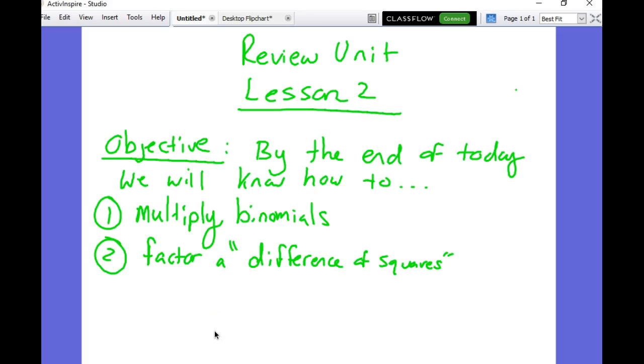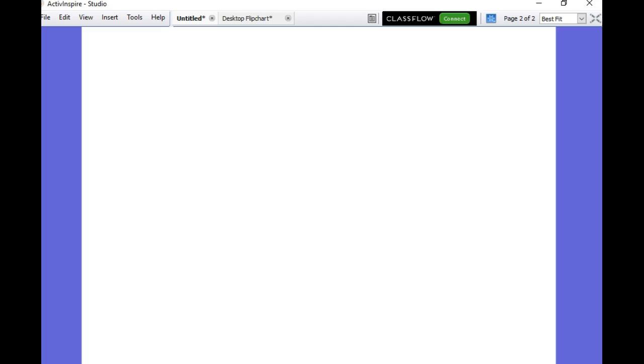All right, so we're going to talk about multiplying binomials and factoring difference of squares today. Once again, this is a review unit. We're just prepping your brains for our next topics we'll be getting to later. This is review stuff from Algebra 1 that we can all use a little brush up on.